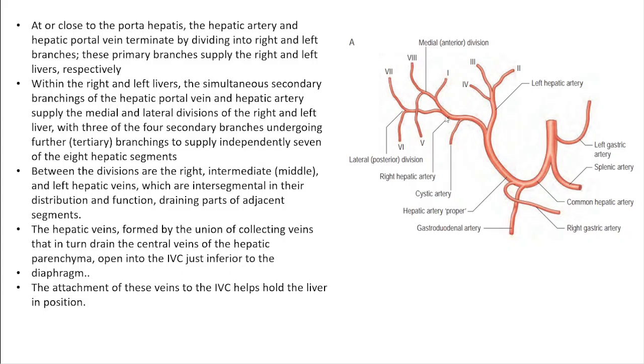We see that the right hepatic branch first gives the cystic artery to the gallbladder, then it divides into an anterior division, which supplies the anterior or medial sector, that is segments 5 and 8, plus it also supplies the caudate lobe, that is segment 1, and a posterior or lateral division which supplies the lateral sector consisting of segments 6 and 7.